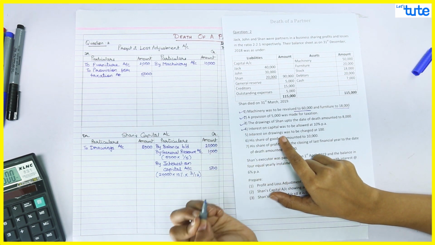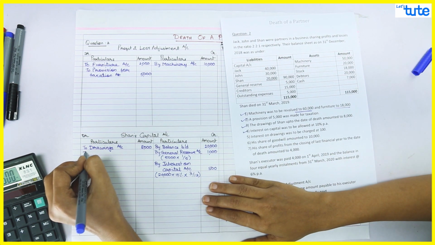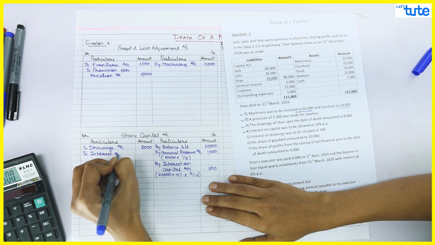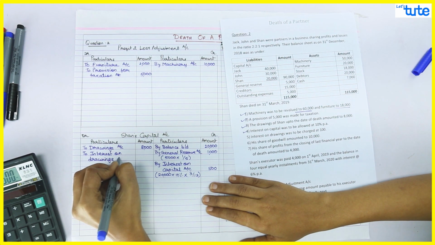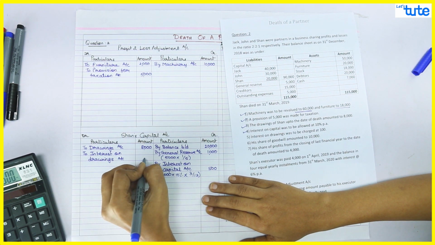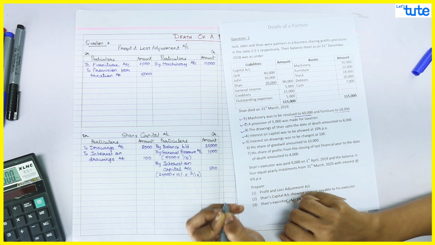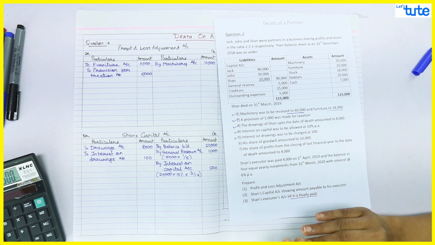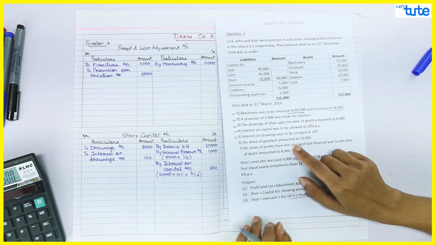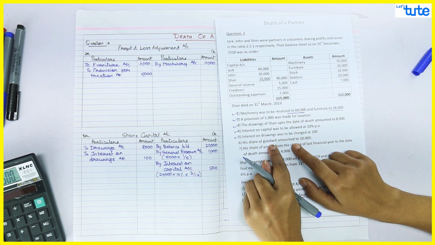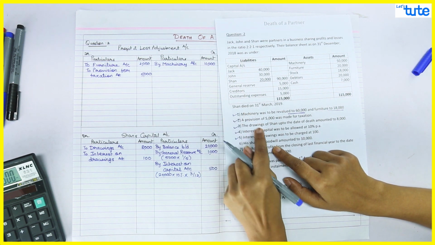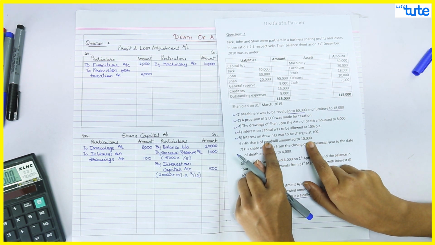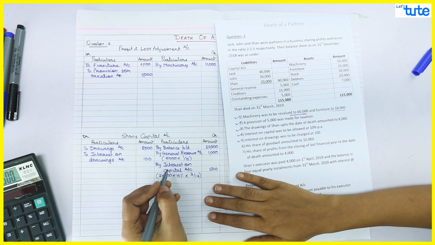Then we have interest on drawings to be charged at 100. So that would be debited to interest on drawings account, and the amount is directly given at 100. Now his share of goodwill amounted to 10,000. So over here we are not required to do any valuation of the goodwill, because Shan's share of goodwill is directly given at 10,000. So we'll give credit for that goodwill to Shan.